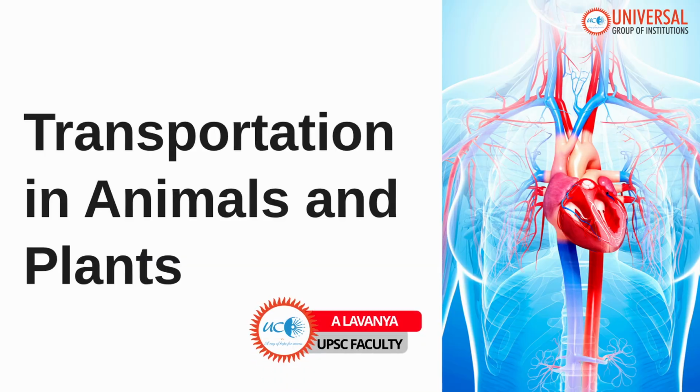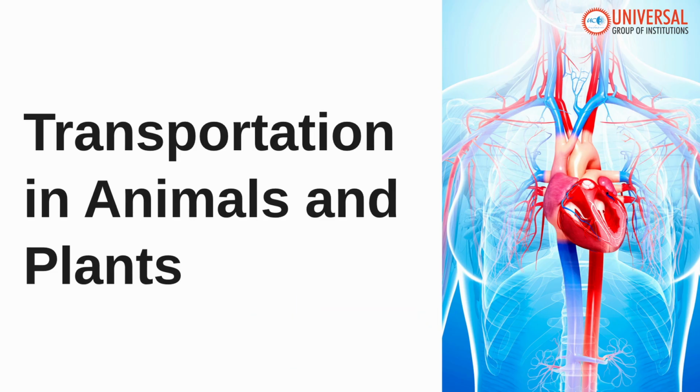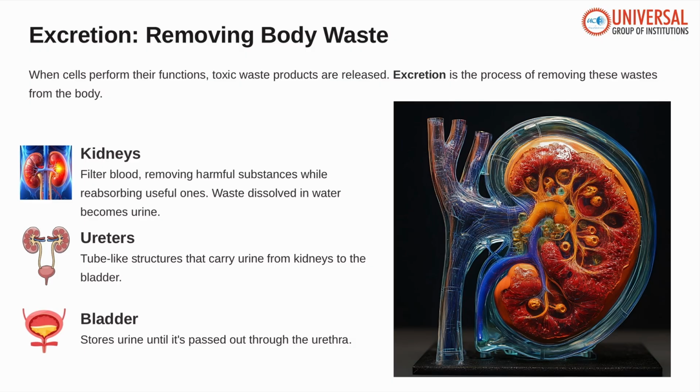I'm Lavanya. In the last video, we discussed NCERT Grade 7th, 7th chapter, which is transportation in animals and plants. We covered till circulation in animals. Now let's move on to the second transportation mechanism, which is excretion in animals, and how the body removes toxic waste, which is a vital life process.